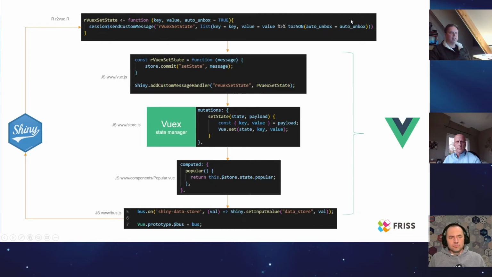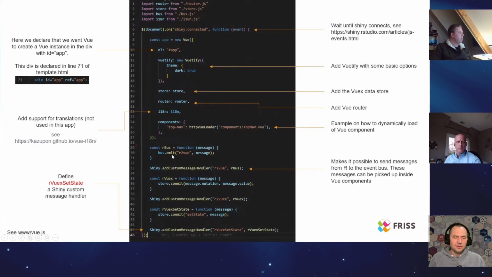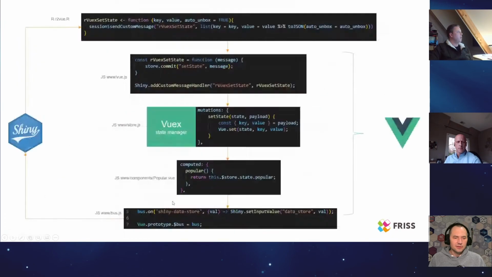Auto unbox just means if you send that data to JSON and it's an array, but it's an array of only one element, don't put it in an array, take it out of the box. Okay. Essentially, that's what it does. Then on JavaScript, and you can see that function defined right here, I say, when this message gets sent, I need a custom message handler. This is an official Shiny thing, documented and all, that says, whenever you receive this message, this is the JavaScript function I'd like you to call.